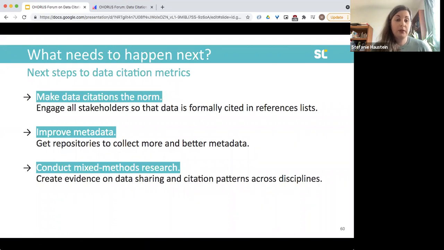We need to improve the metadata. So repositories should collect more and better metadata, especially for the discipline. And I also think, and this is kind of where I guess my team comes in, we need to conduct mixed method research and create more evidence on data sharing and data citation behavior across disciplines so that we can create benchmarks to create metrics.